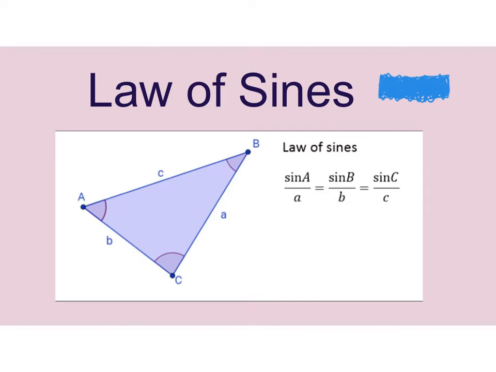The first thing you need to do is look at the formula for the law of sines. The law of sines states that the sine of A over a is equal to the sine of B over b, which is equal to the sine of C over c.